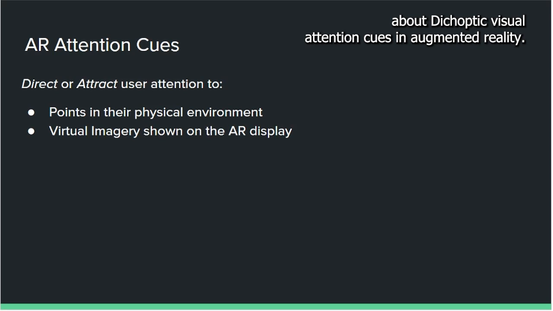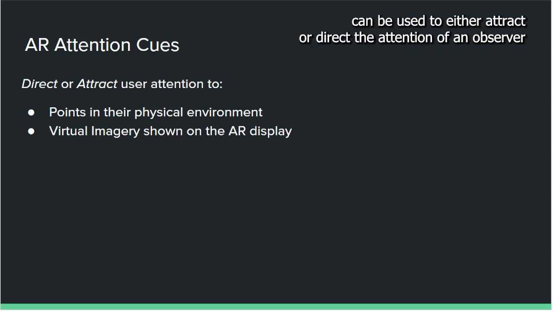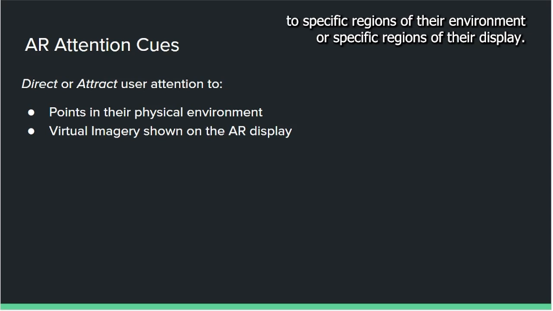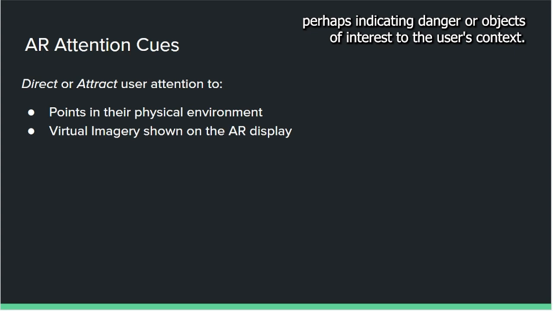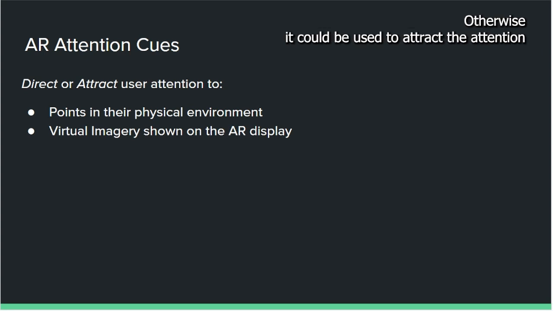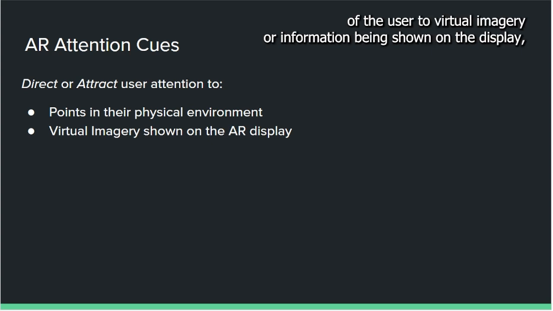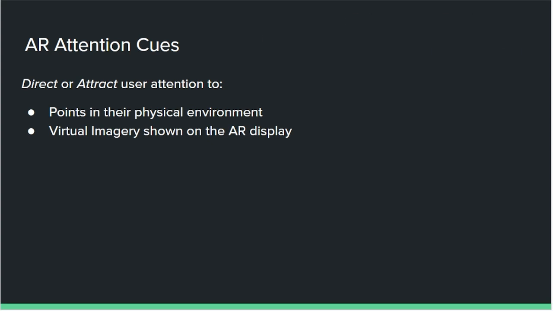So in general, attention cues can be used to either attract or direct the attention of an observer to specific regions of their environment or specific regions of their display. For AR attention cues, this could involve physical points of interest, perhaps indicating danger or objects of interest to the user's context. Otherwise, it could be used to attract the attention of the user to virtual imagery or information being shown on the display, similar to how notifications work on our phones.